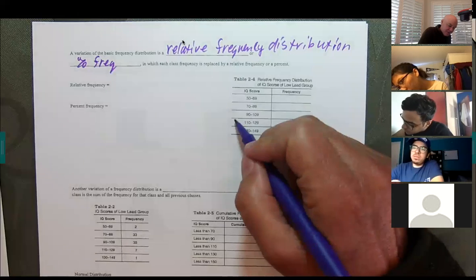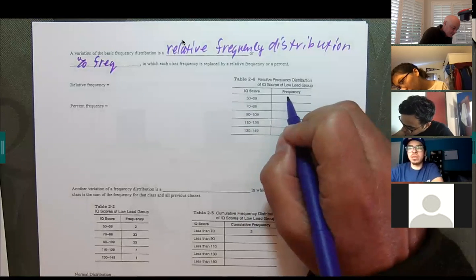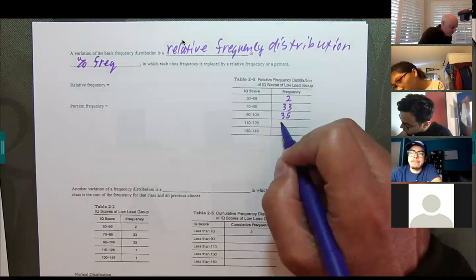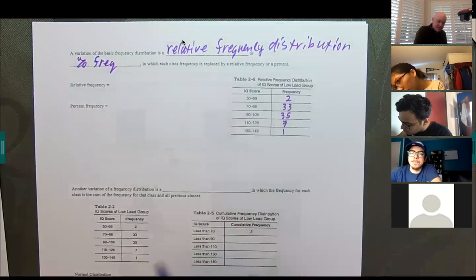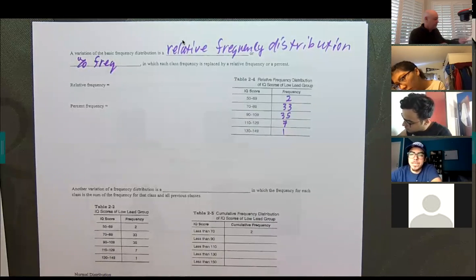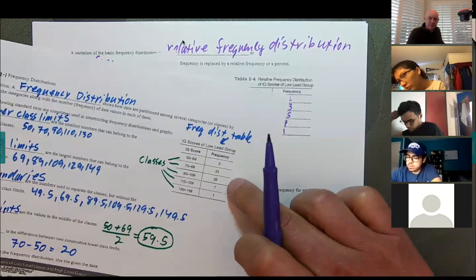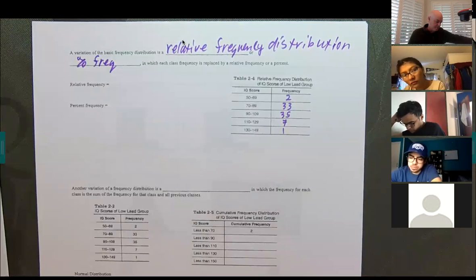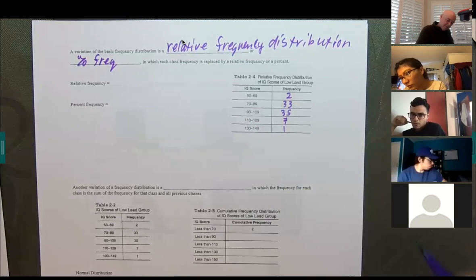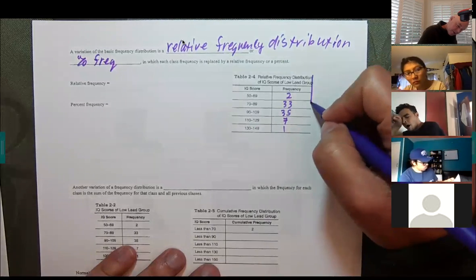And this is the same data from before, so I'm going to go ahead and fill this in. This is 2, 33, 35, 7 and 1. It's the same table here. It's the same one from page 1. So these two tables are the same. And I'm going to add another table here.